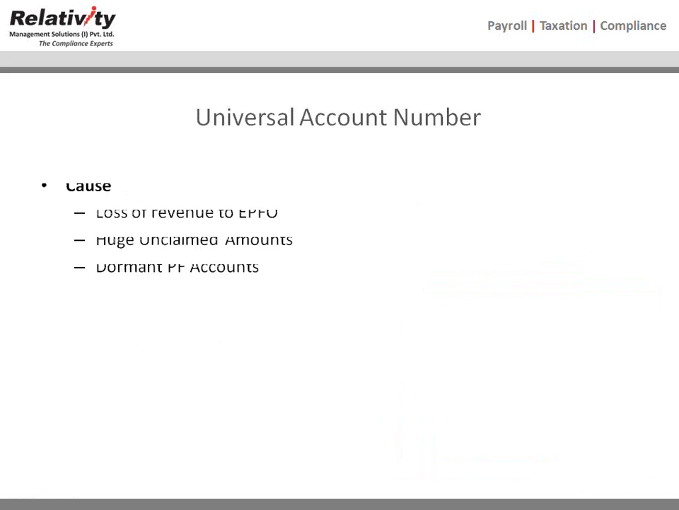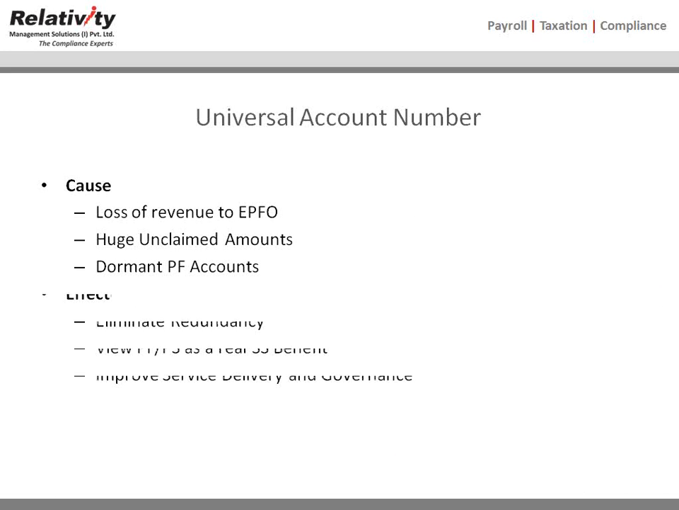So the cause of UAN is loss of revenue to EPFO, huge unclaimed amounts continue to remain with EPFO, and there are huge number of dormant PF accounts as well. The effect of introducing a UAN is primarily to eliminate redundancy. Second is to view Provident Fund and pension scheme as a real social security benefit at the age of 60-65. To as much as possible try and avoid employees withdrawing their PF and improve the service delivery and governance. So it acts as one single passbook for all your PF accounts across different establishments.